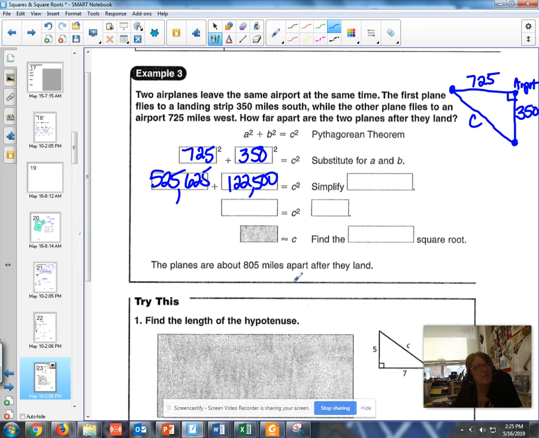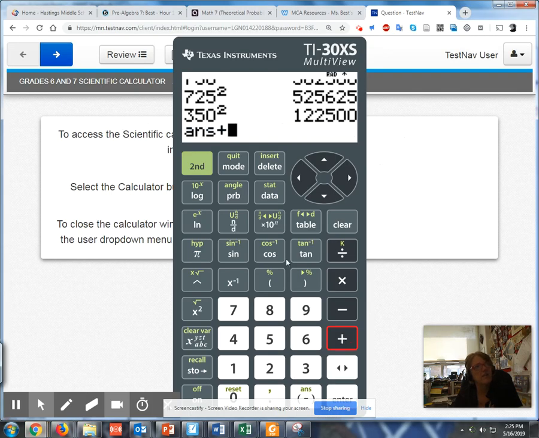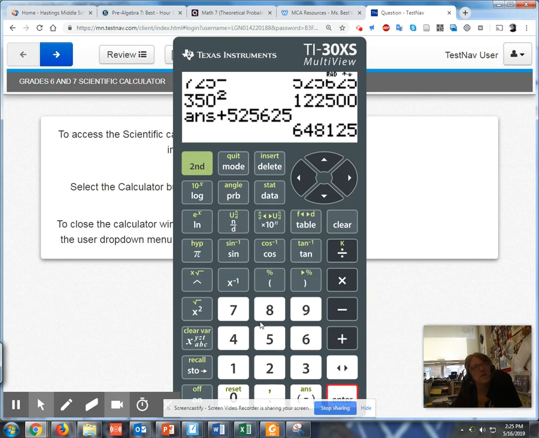Add those 2 together. Simplify by adding. I don't know what they want here. In fact, that's okay. Add these 2 together. All right. When I go back over to my friendly calculator and I add 525,625 equals, we get that.